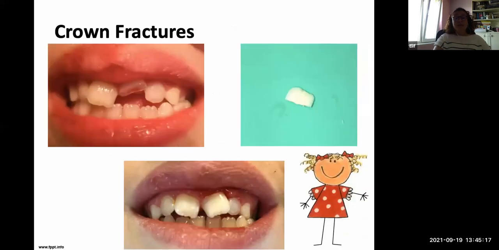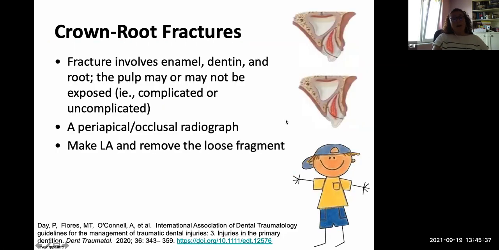Here is a complicated crown fracture in a permanent tooth. Sometimes we can use the fractured piece, if it is in a proper condition, and we might just repair the tooth with the broken fragment.